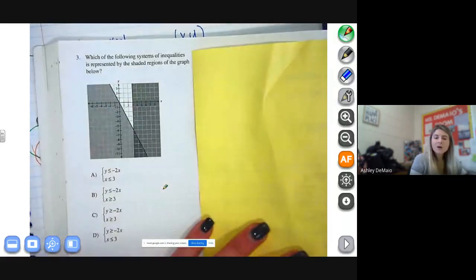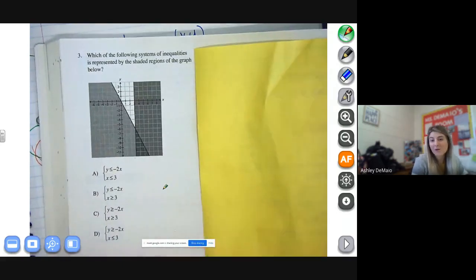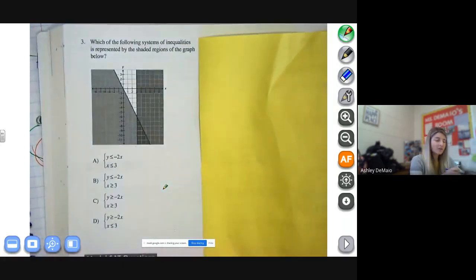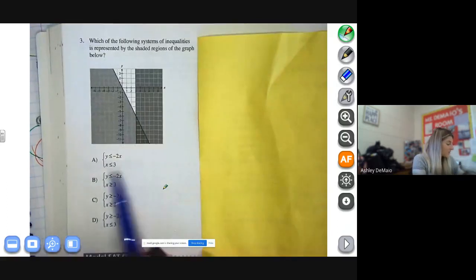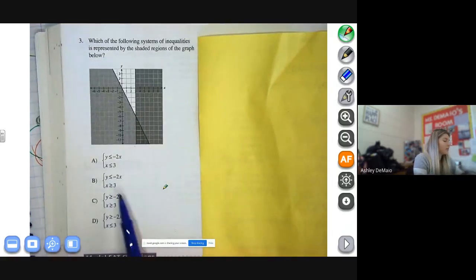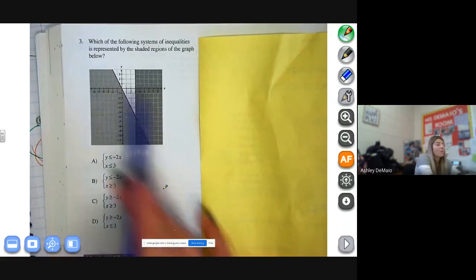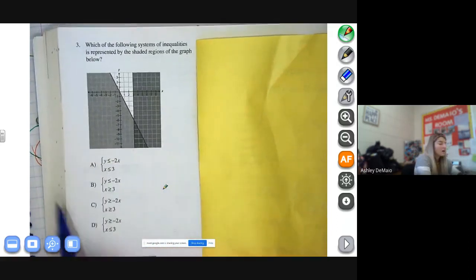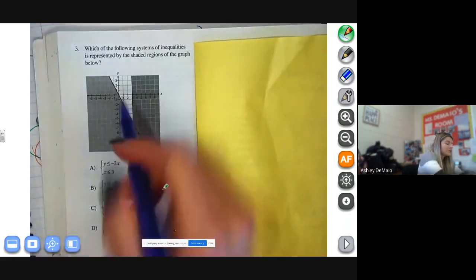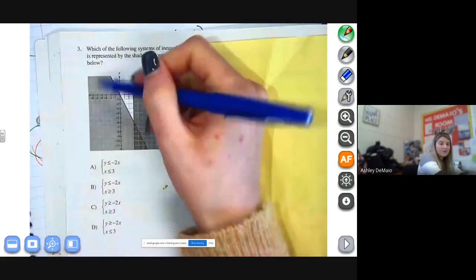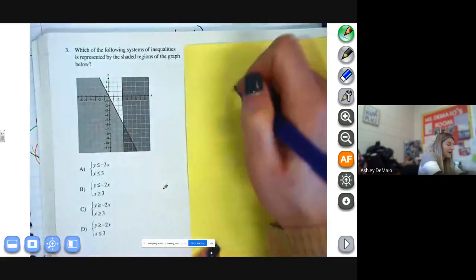Okay, so in this problem, we're going to look at the graph where we have a system of inequalities graphed, and we're going to determine which equations down here, which system of inequalities, represent what this shaded region looks like. Okay, so let's first look at this graph over here on the left side of the picture that we have.